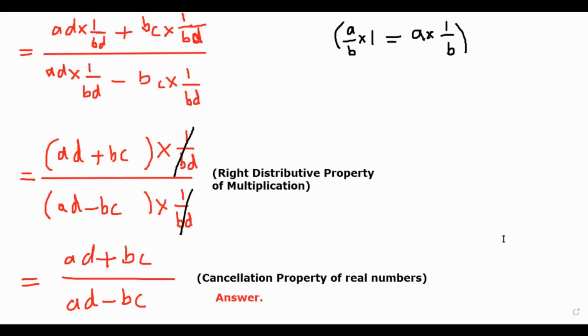So this was our third part of question 6, in which we had been asked to simplify by justifying each step. So we have simplified it, and justified each step. So this is the answer.